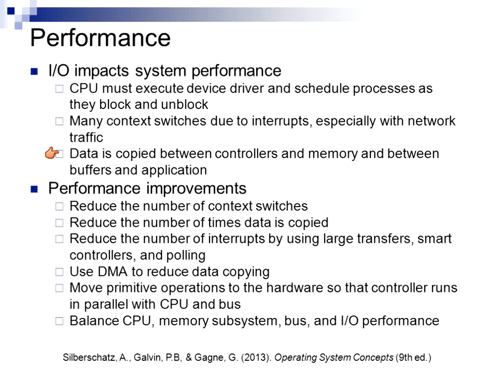And then there's all this data that's being copied. It's being copied between the controllers and memory, between buffers and the application, and the data is just being copied all over the place. So we have to look at how quickly can we switch contexts, how often do we switch contexts, and how much are we copying this data? How often are we copying data, and how much data is being copied at any one time? So all these things are going to affect the performance of your system.